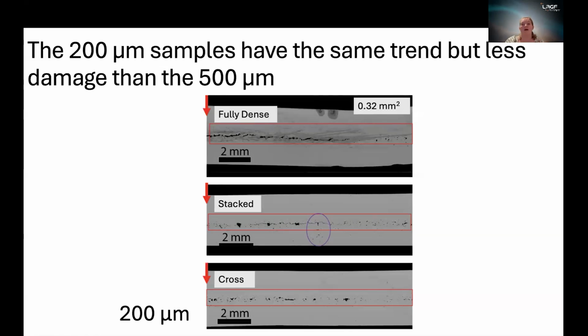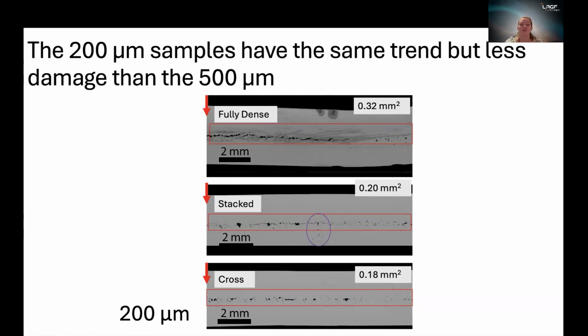But this time we do actually still see a little bit of the 200 micron pore sizes in the stacked configuration after impact. But there's less damage overall in the stacked region compared to the 500 micron stacked. We do have some damage coming right up to the sample, but overall there's less damage in this region. And the same holds true for the cross configuration again. And again, the cross configuration does have less damage than the stacked configuration, although it's less of a noticeable difference for the 200 micron than the 500 micron.